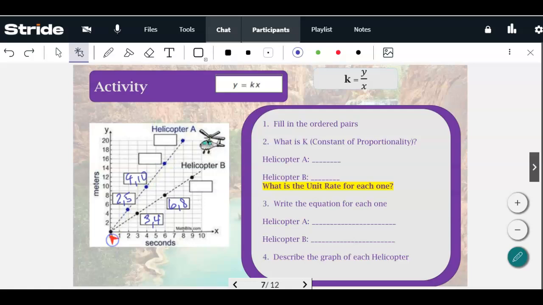They start at 0, 0. So it goes through the origin. And it's a constant rate. All of it's the same. So what's the question here? So you're going to finish filling out the ordered pairs.